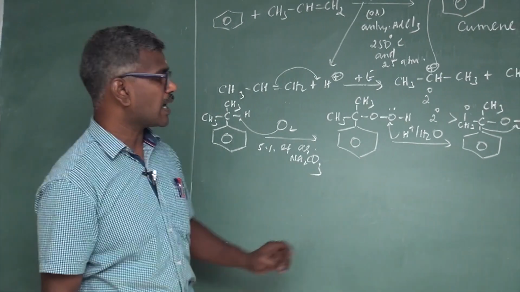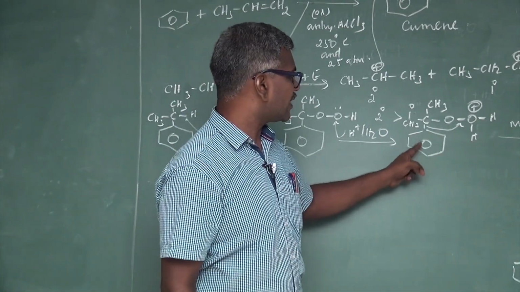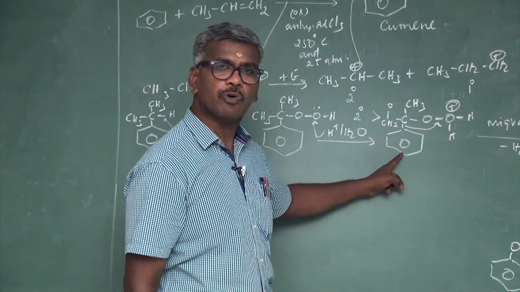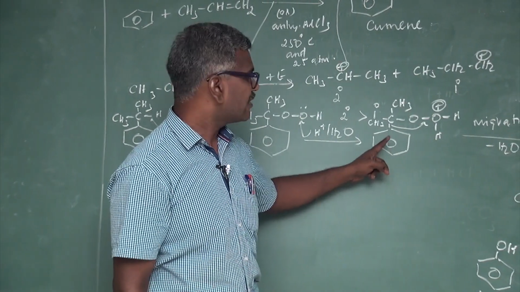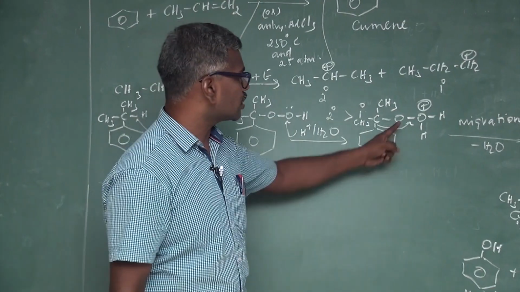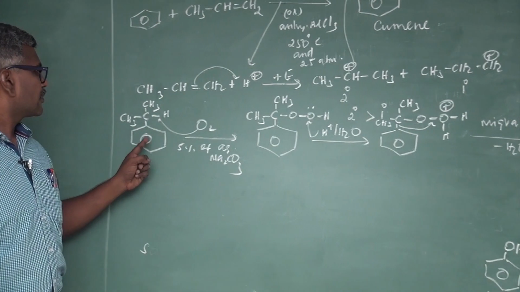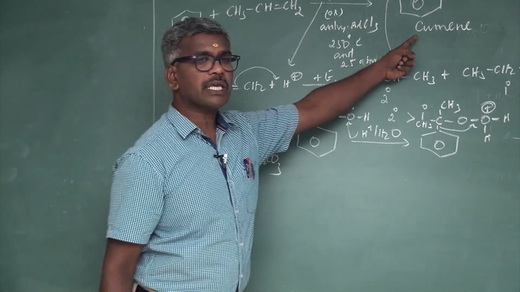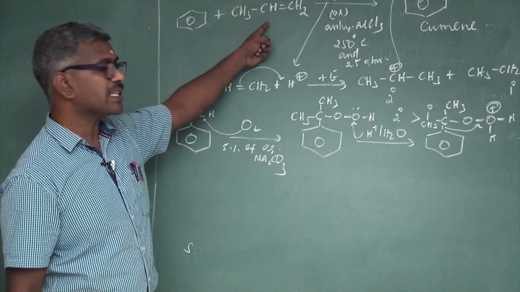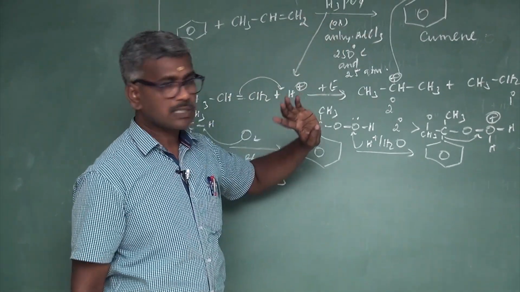One more question may be asked here: which group migrates easily, phenyl group or methyl group? The phenyl group migrates easily. Why? Because the phenyl group is a more electron rich species and is able to donate electrons to the oxygen atom. Preparation of phenol from cumene. Cumene can be prepared from benzene by the addition of propylene in the presence of orthophosphoric acid.